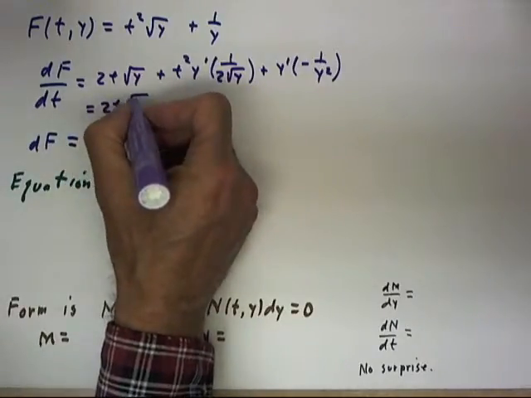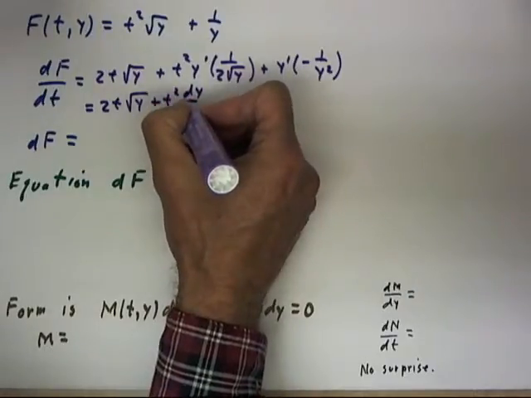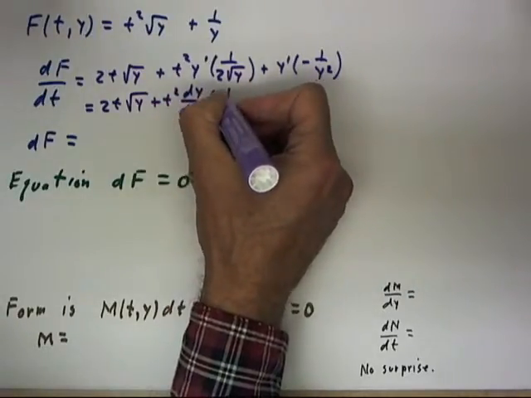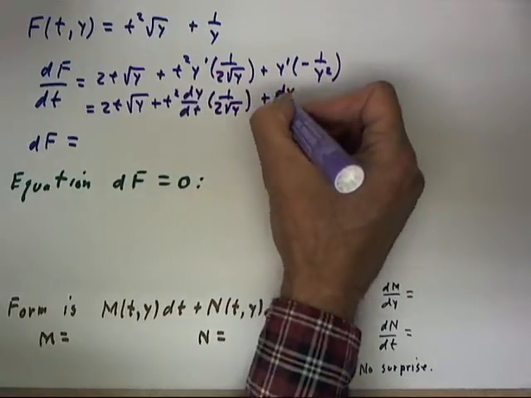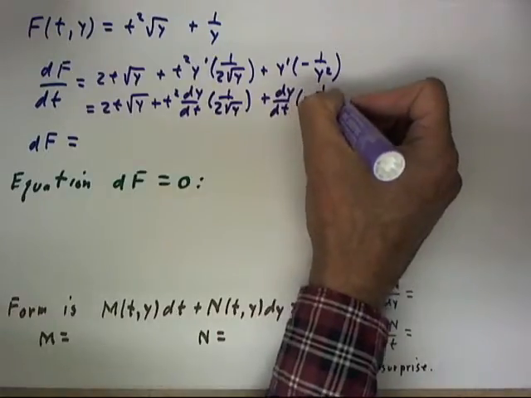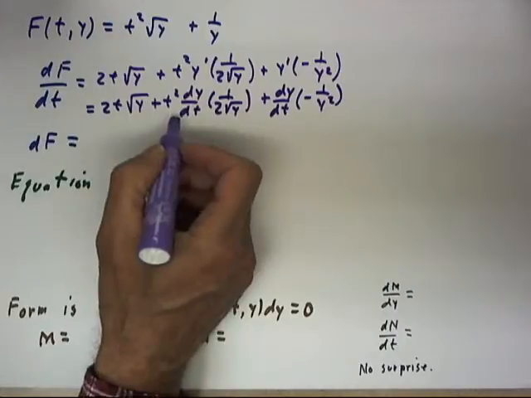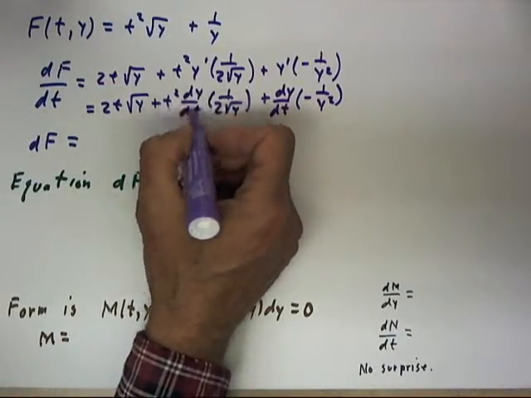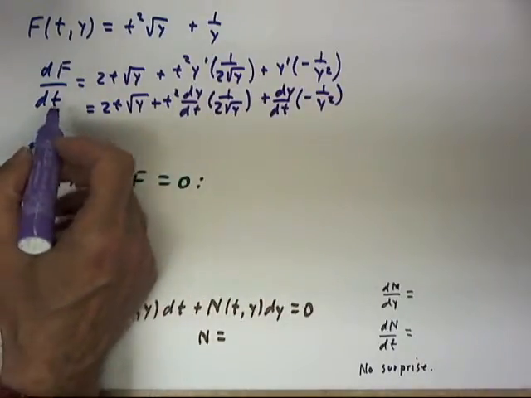2t square root of y plus t squared dy dt times 1 over 2 square root of y plus dy dt times negative 1 over y squared. And I could have put my negative here and didn't think of it. Okay. All I've done in this step is replace y prime by dy dt.